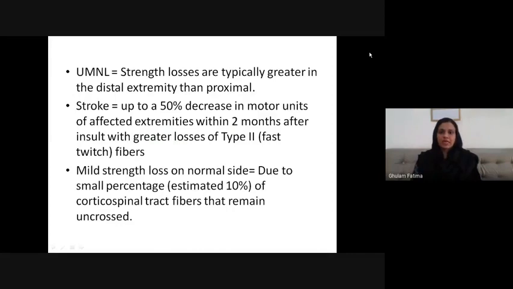If there is a loss of motor units, it means that the muscle is unable to produce sufficient strength. And the fact is that there is greater loss of type 2 fibers, which are fast twitch fibers. That means the patient will not be able to perform fast movements. Although he can perform a particular activity, it will be at a lower pace. Fast motions are not possible. In stroke patients, you should always remember that you will find mild strength loss on the normal side too, and this is due to a small percentage, almost 10%, of the fibers of the corticospinal tract that remain uncrossed. Due to these fibers, there will be mild strength loss even on the normal side.